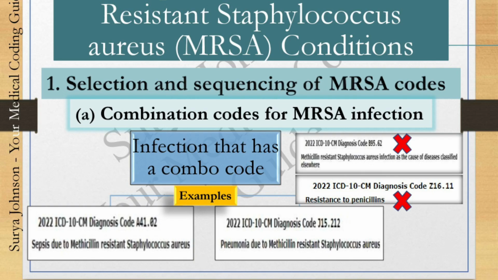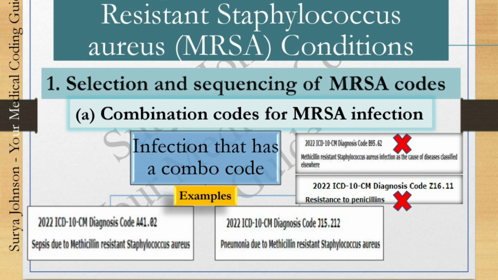In this, the first one is selection and sequencing of MRSA codes. When there is already a combination code for MRSA infection available, we should always code that combination code. We should not code separately the MRSA infection and then resistant to penicillins. We should not code B95.62, which is MRSA infection as the cause of disease classified elsewhere, and Z16.11, resistant to penicillins.